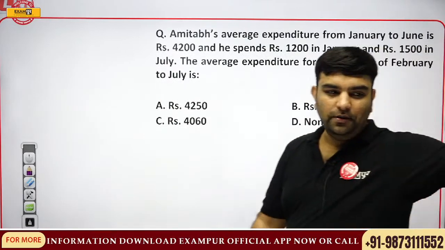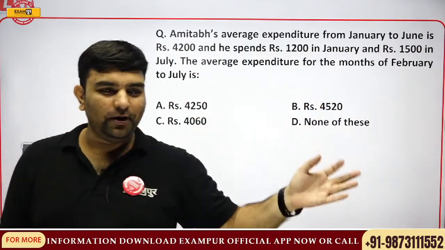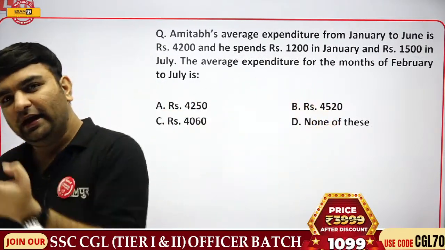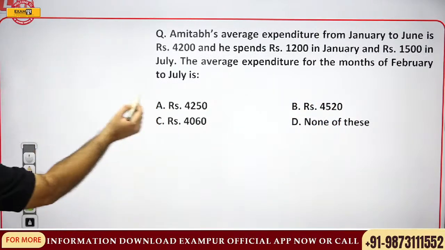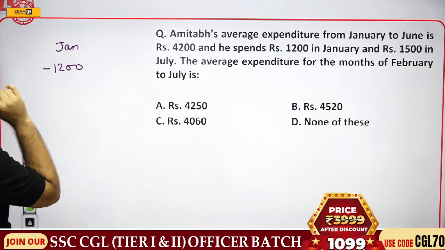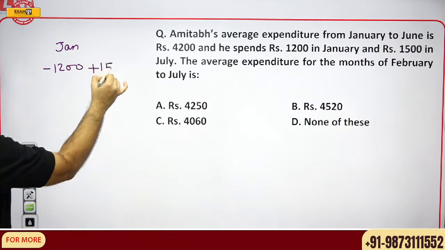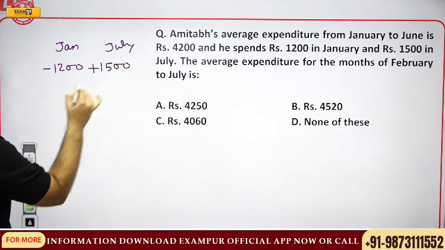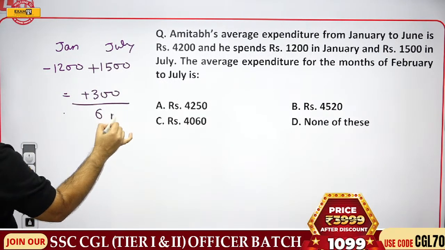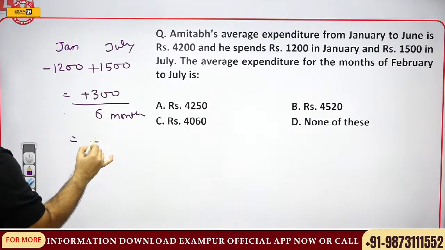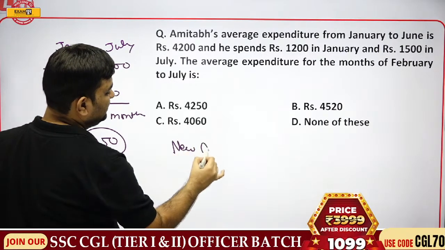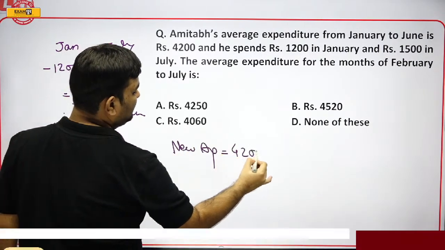Because we are excluding 1 month and adding 1 extra month. The month which we are excluding is January, so take it in the negative. And the month which we are adding is 1500, that is July. Rest all others are the same. Because of this, there is a profit of 300 over 6 months, 50 profit per month. So new average is old plus 50.